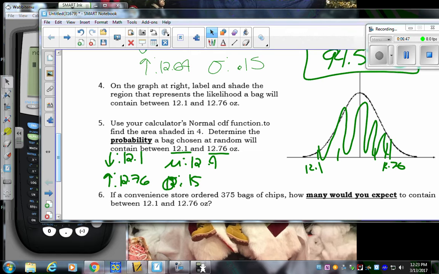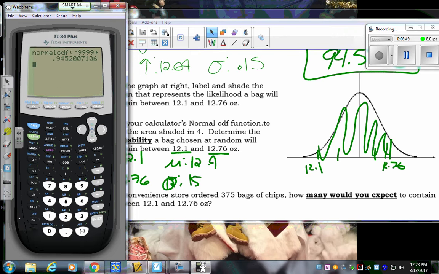Okay, so I can just go ahead and type this data into my calculator. So once again, I'm doing second VARS, option number 2. My lower this time was 12.1. My upper was 12.76. And then I can just go and hit paste.